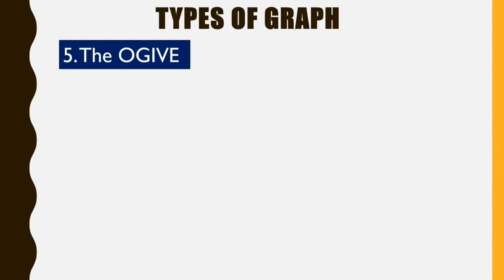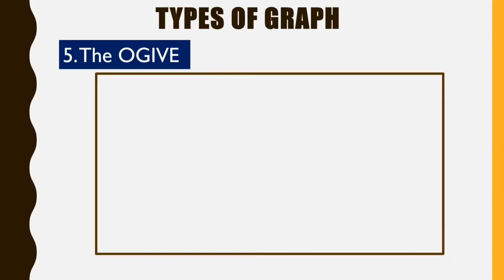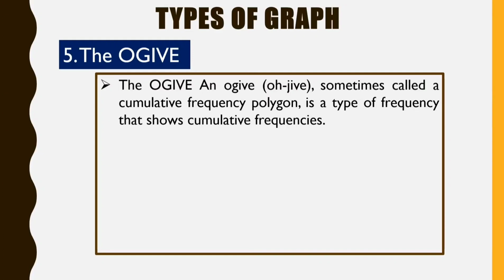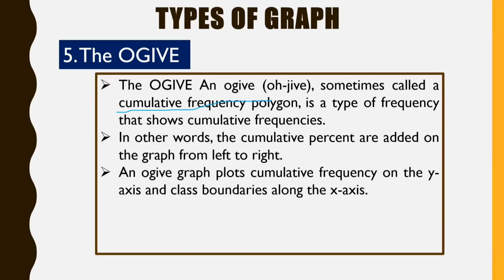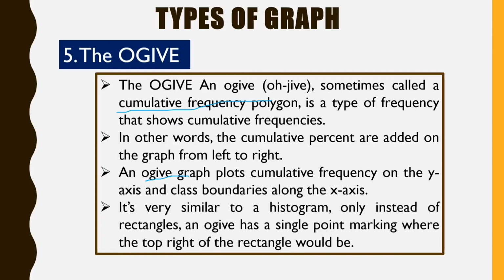And the fifth type of graph is the ogive. The ogive, or an ogive, sometimes called a cumulative frequency polygon, is a type of graph that shows cumulative frequencies. In other words, the cumulative percent are added on the graph from left to right. An ogive graph plots cumulative frequency on the y-axis and class boundaries along the x-axis.